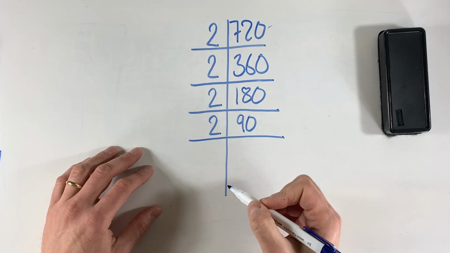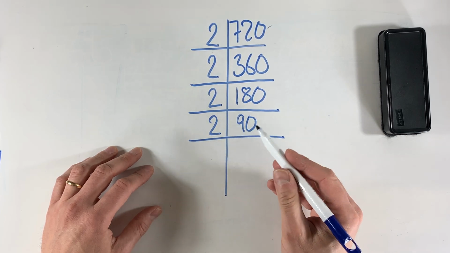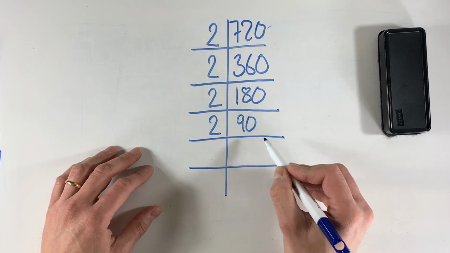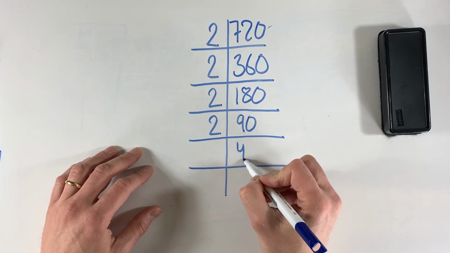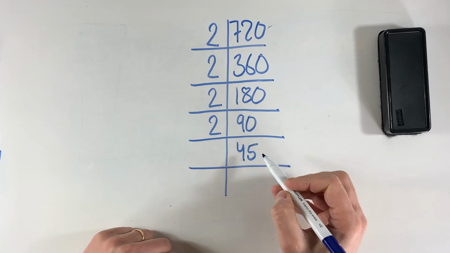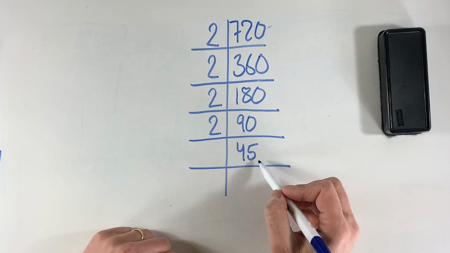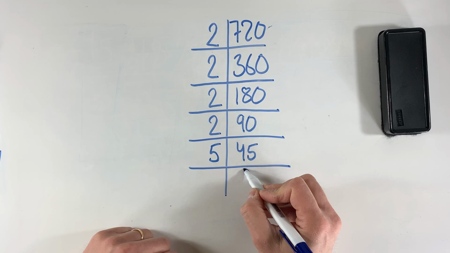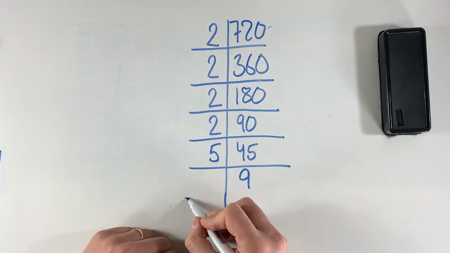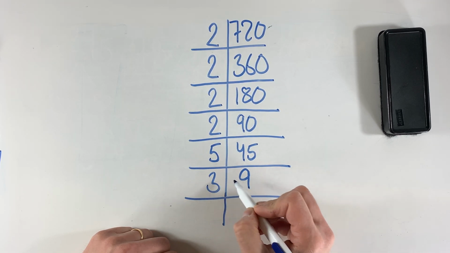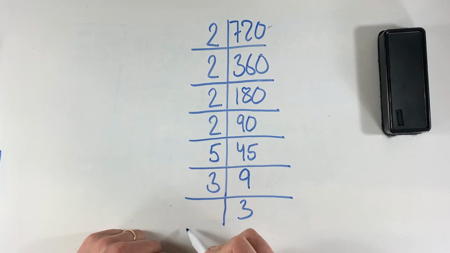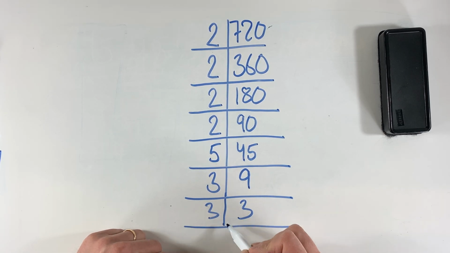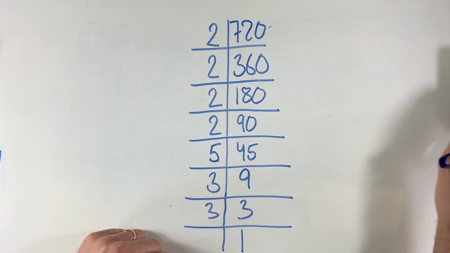Again, a 2. We could have done a 3 here as well. 90 divided by 2 is 45. And here we can factor out a 3, not a 3, a 5, sorry, 5. 45 divided by 5 is 9. And here we can factor out a 3. 9 divided by 3 is 3. 3 divided by 3 is 1.